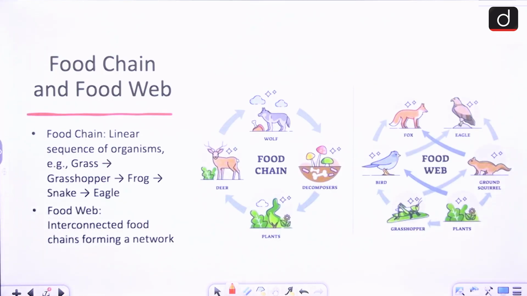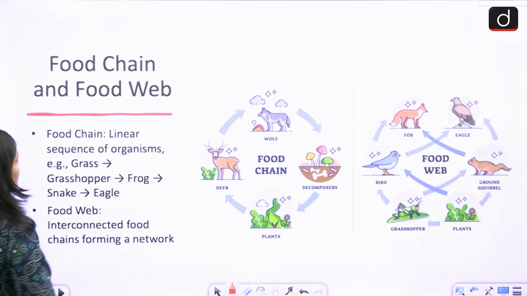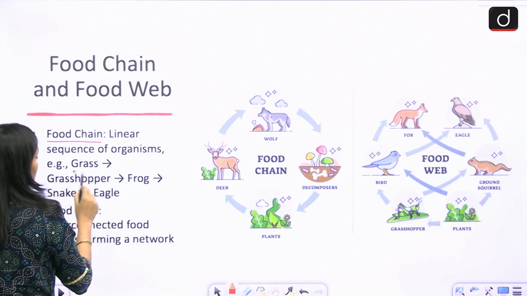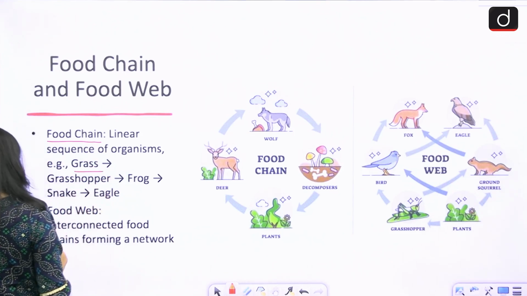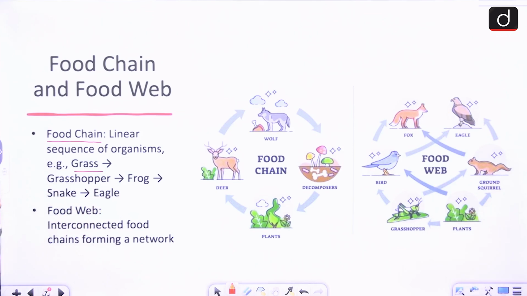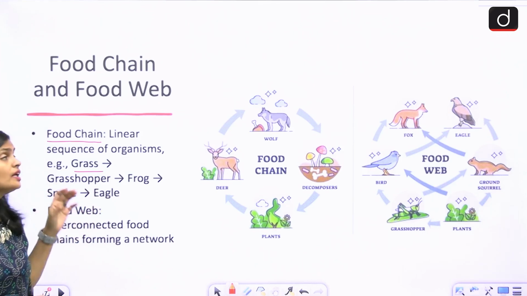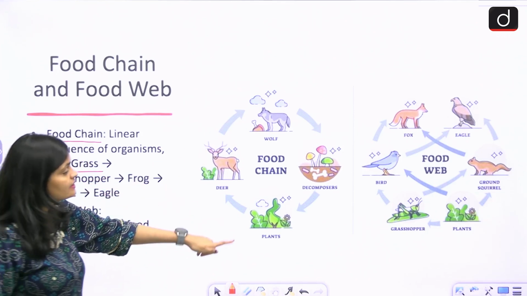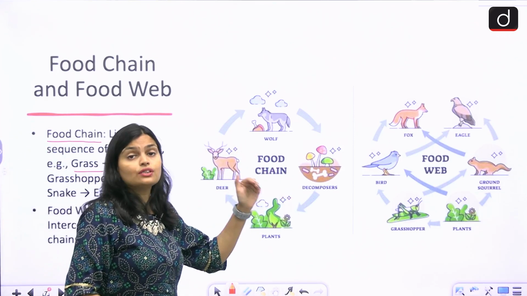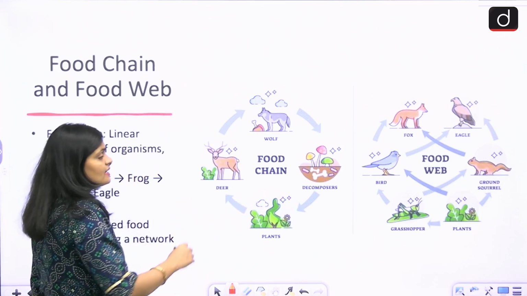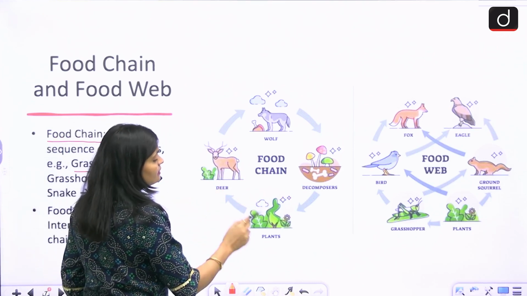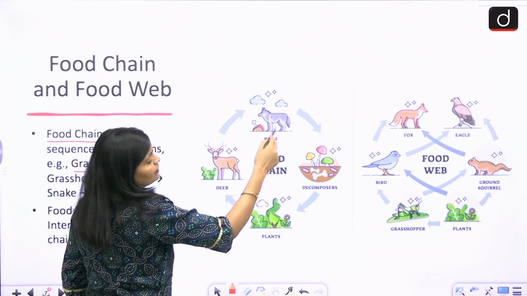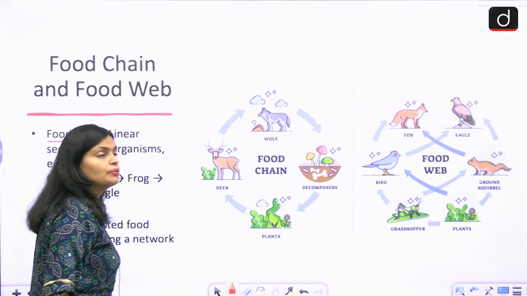So this is about food chain and food web. Food chain is what? A linear sequence of organisms, like grass, grasshopper, frog, snake and eagle. So this is a linear chain. It is a linear sequence of organisms in the trophic levels, right? Like plants eaten by the deer, deer eaten by the wolf, wolf decomposed by the decomposer, right?